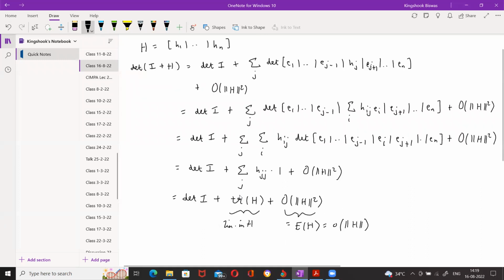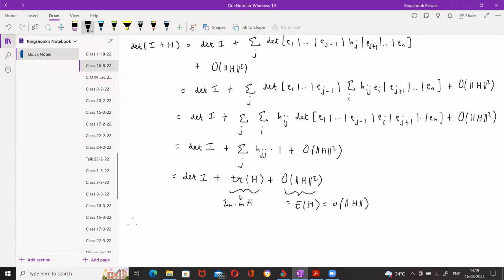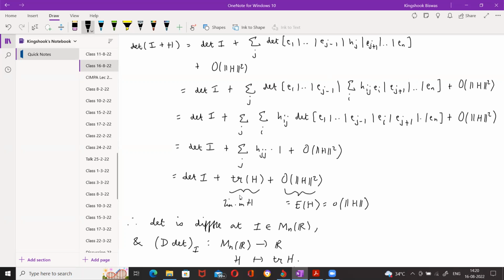Okay. So therefore, by definition, det is differentiable at the identity in M_n(R), and the derivative of the determinant at the identity is a linear map from M_n(R) to R. This is just the trace: H goes to trace of H. Is this okay? Yes.